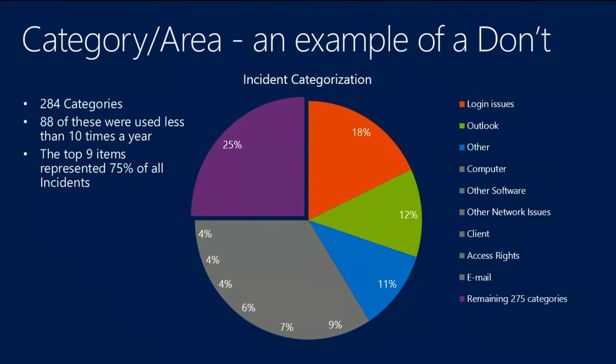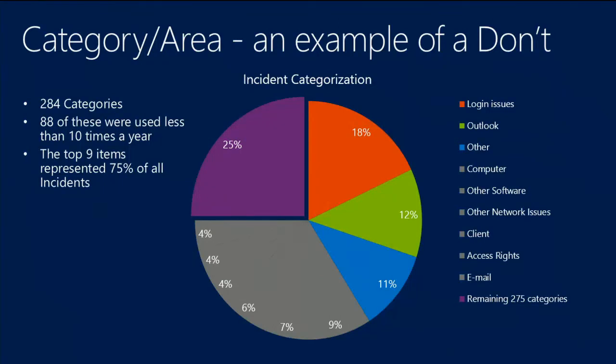Out of these 284 categories, 88 were used less than 10 times a year. And that's not even once per month. The top 9 items here, the ones you can see on your right-hand side, were represented in 75% of all their incidents. So even though they had this huge list, they only used about 9 items, which is rather confusing.